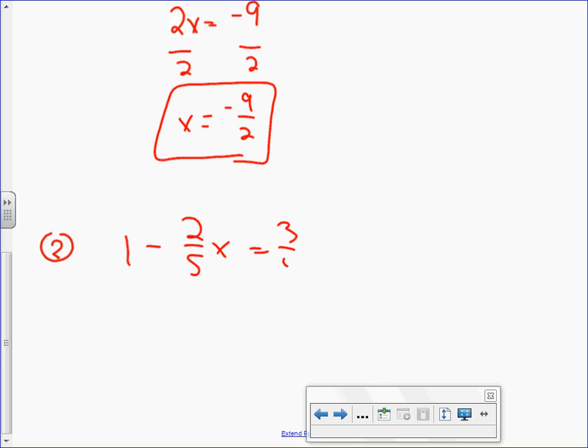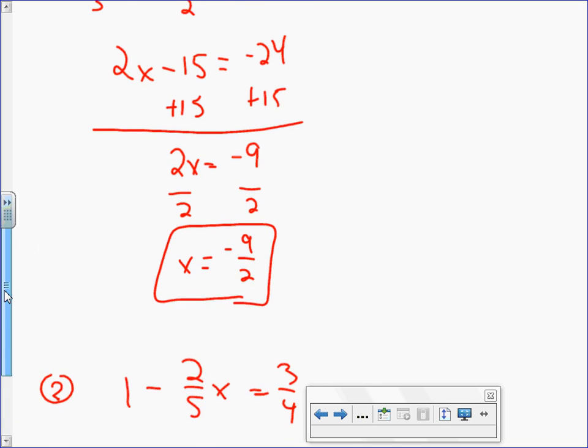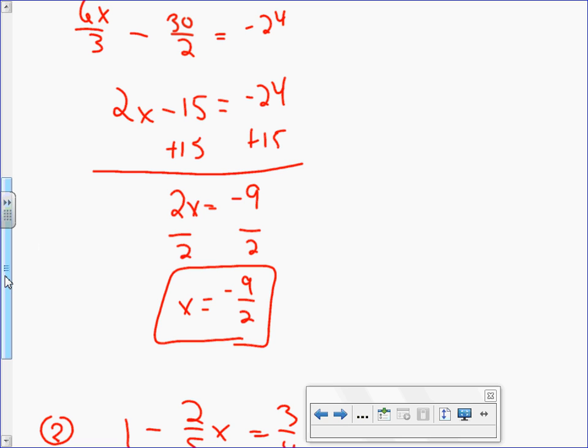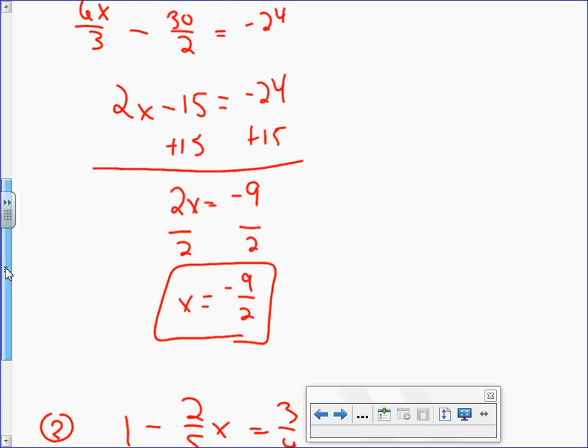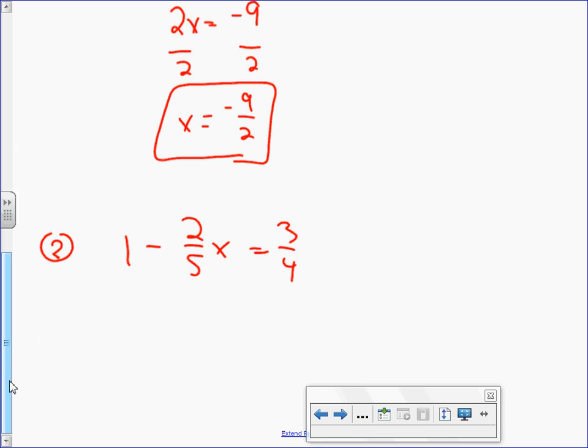Yes, ma'am. For checking, can we change that into a decimal? As long as you don't round it. So this is gonna be a 4.5, maybe 4.5, that'll be fine. Okay, so here's our second problem.